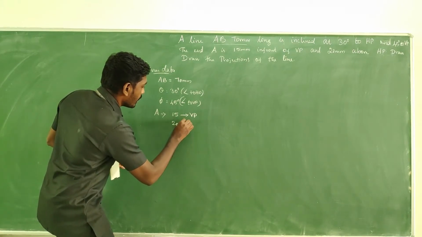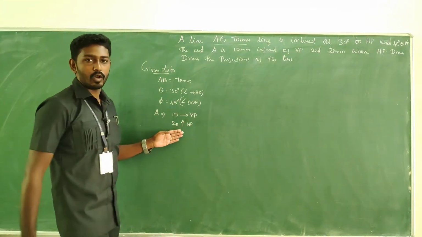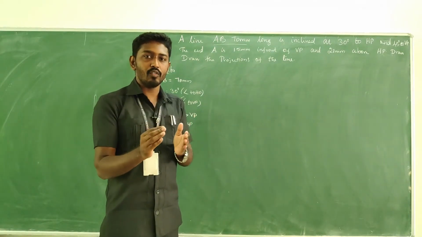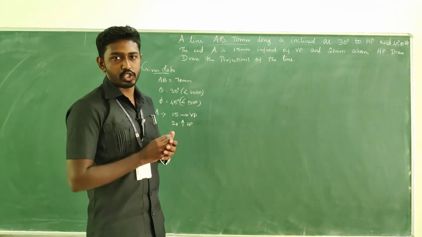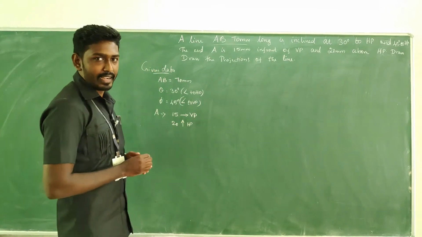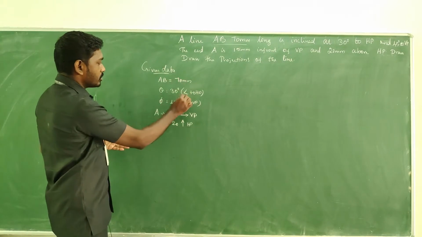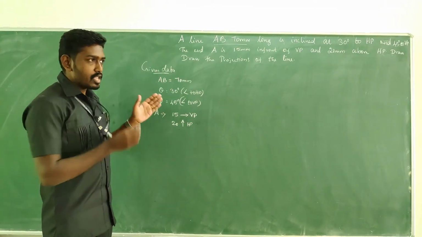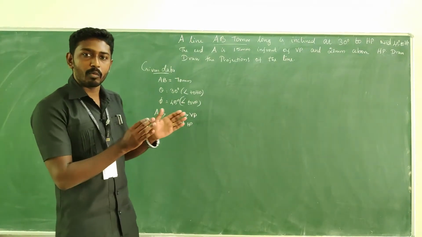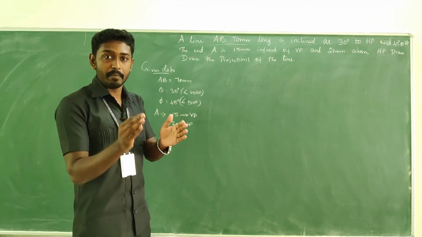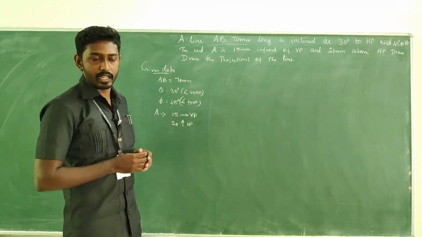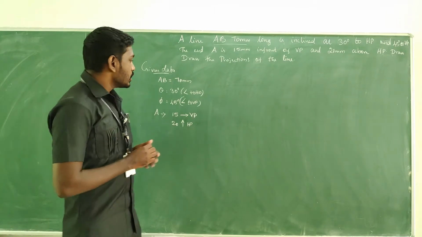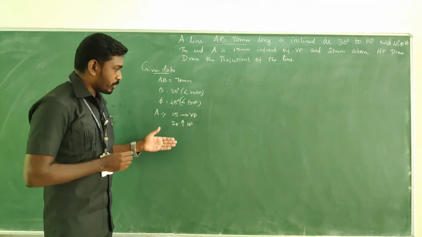and 20 mm above HP. So always remember, if you want to solve any problem in the projection of lines, we need a minimum of 5 data. Check here: 1, 2, 3, 4 and 5. We have 5 data, right? So from the 5 data, other data can be found. Now we can start our projection work.